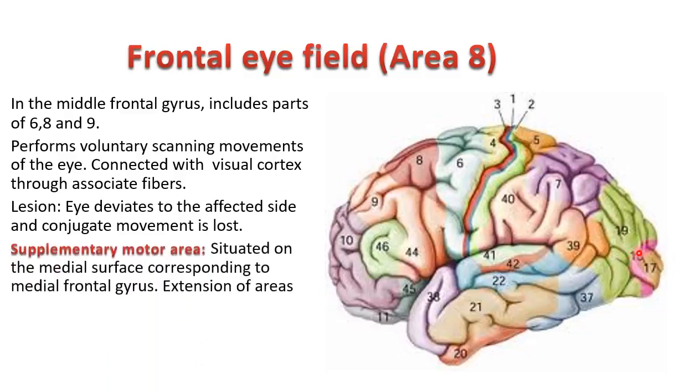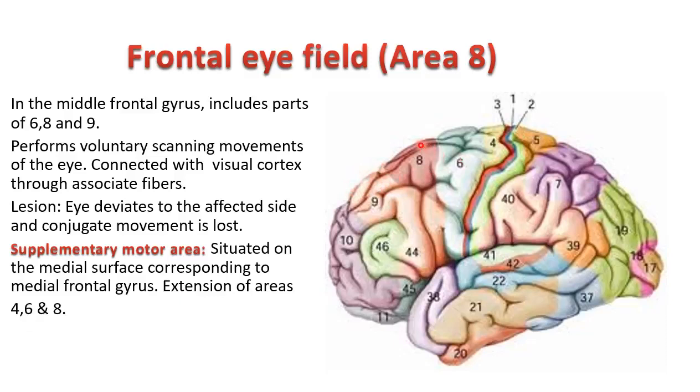Next, coming to the supplementary motor area. So what is actually the supplementary motor area? Responses in this area are obtained only with higher stimuli. So you have to give a strong stimulus for this to take place. It is seen on the medial surface, on the medial frontal gyrus. These are nothing but extensions of your areas 4, 6, and 8.